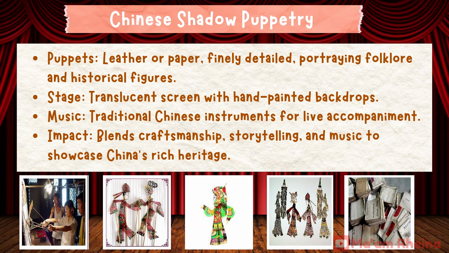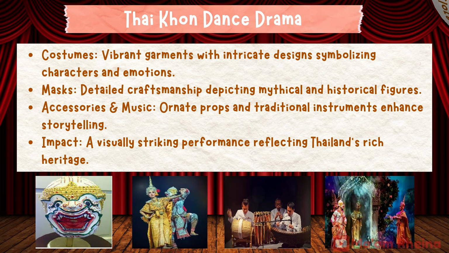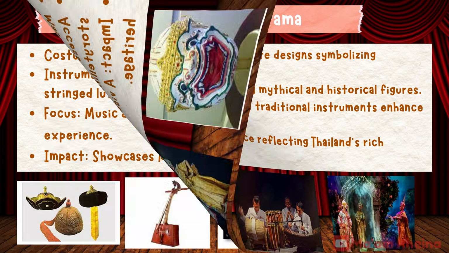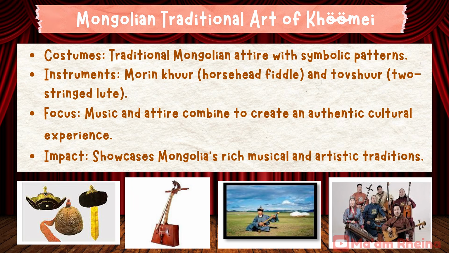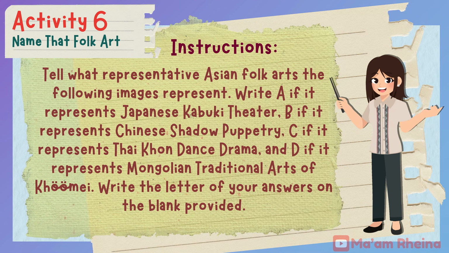Chinese shadow puppetry features detailed puppets made of leather or paper, shown behind a screen with colorful backdrops and traditional music to bring folk stories to life. Thai Khon dance drama is known for its ornate costumes and masks that represent mythical characters, paired with music and stage designs that highlight Thailand's cultural richness. Mongolian khoomei, throat singing, focuses on traditional Mongolian attire and unique instruments like the horsehead fiddle and two-stringed lute, creating an authentic cultural soundscape.